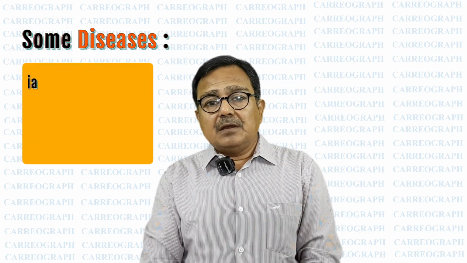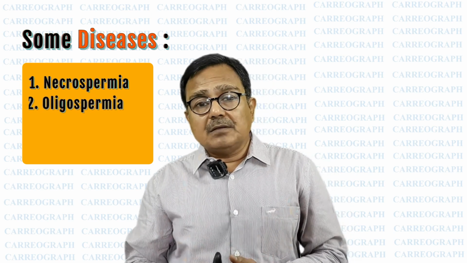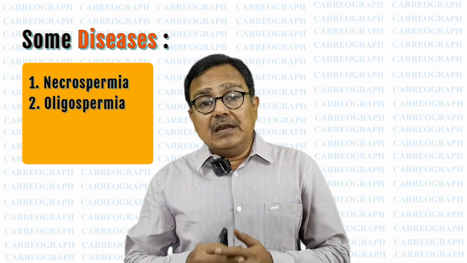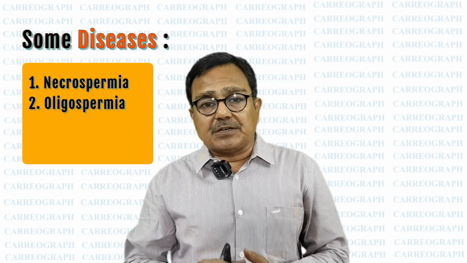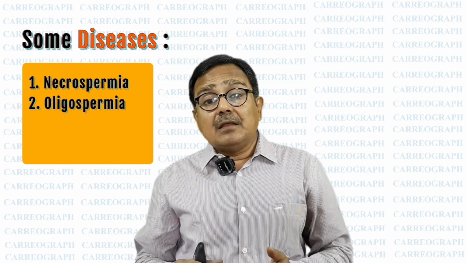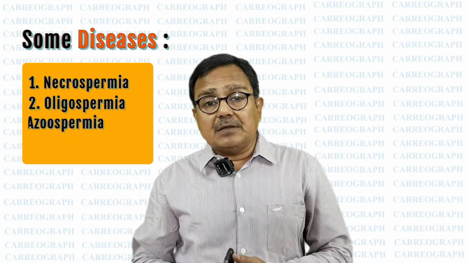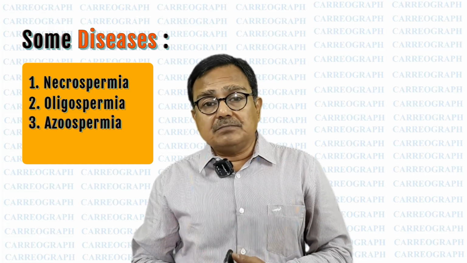There are some diseases related to the male reproductive system. What are those? Number one is necrospermia. Necrospermia is when, in the semen, all of the sperms are dead. That is called necrospermia. Oligospermia, when the sperm count is less than required for reproduction. Then azoospermia, absence of sperm. There is no sperm in the semen.